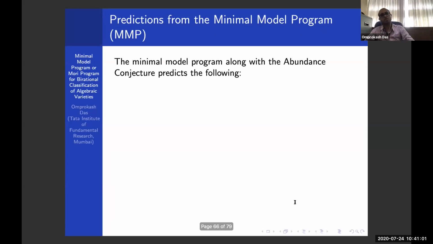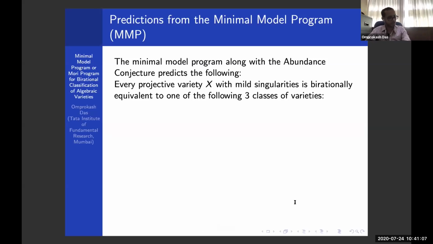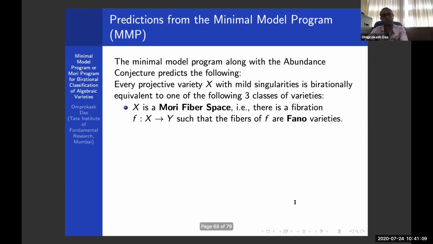So what is the current status of this program? Okay, let me tell you. Before I say anything about the conjectures, this is the upshot of the minimal model program. What do you get from the minimal model program? The prediction of the minimal model program. So the minimal model program, along with the conjectures that I told you, the abundance conjecture, the flip conjecture, the termination conjecture, basically gives us this.